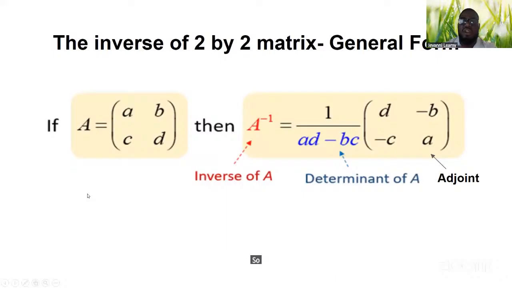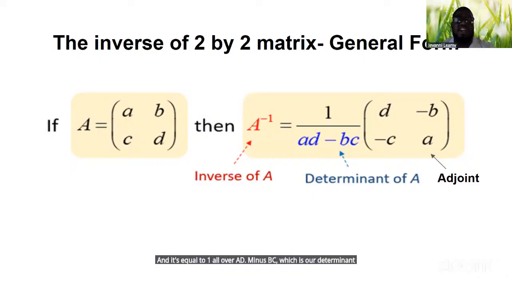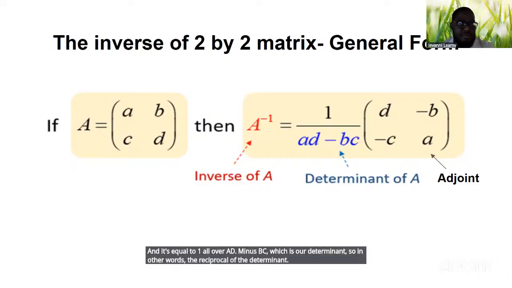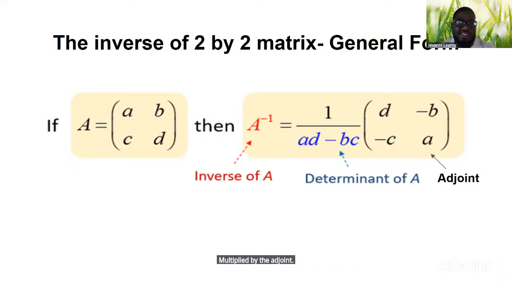So this is how the formula comes into play for the 2 by 2. So this is the general form. You have a matrix, whatever that matrix is named, and it's normally a capital letter, by the way. So A is not a common a, it's a capital A, so that informs you that it's a matrix A. And then we have the inverse of A, not A to the -1, and it's equal to 1 all over AD minus BC, which is our determinant. So in other words, the reciprocal of the determinant multiplied by the adjoint.